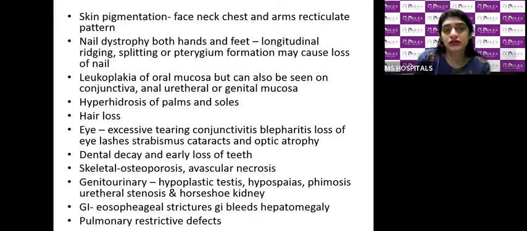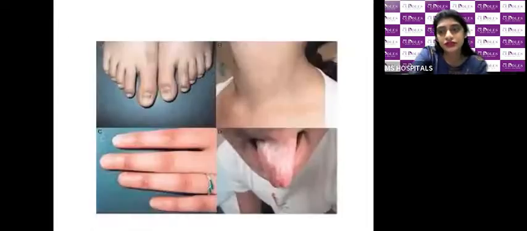So here I've just put all the clinical manifestations: skin pigmentations, nail dystrophy, both hands and feet, leukoplakia of oral mucosa, hyperhidrosis of palms and soles, hair loss, excessive tearing, conjunctivitis, blepharitis, loss of eyelashes, strabismus, cataracts, and optic atrophy, dental decay and early loss of teeth, osteoporosis, avascular necrosis, genitourinary hypoplastic testes, hypospadias, phimosis, urethral stenosis, and horseshoe kidney, esophageal strictures, GI bleeds, hepatomegaly, and pulmonary restrictive defects. These are the pictures for that.